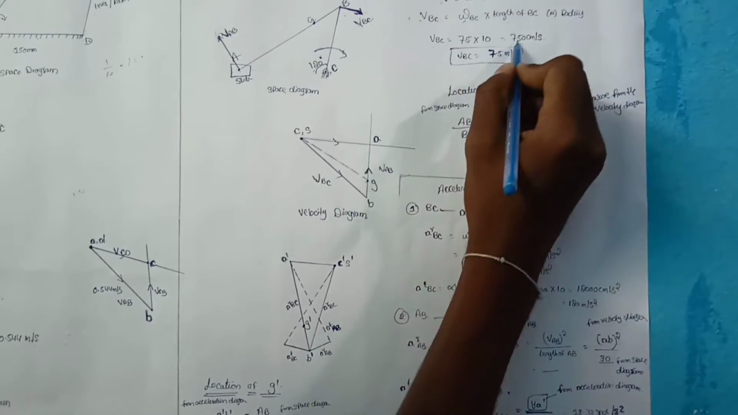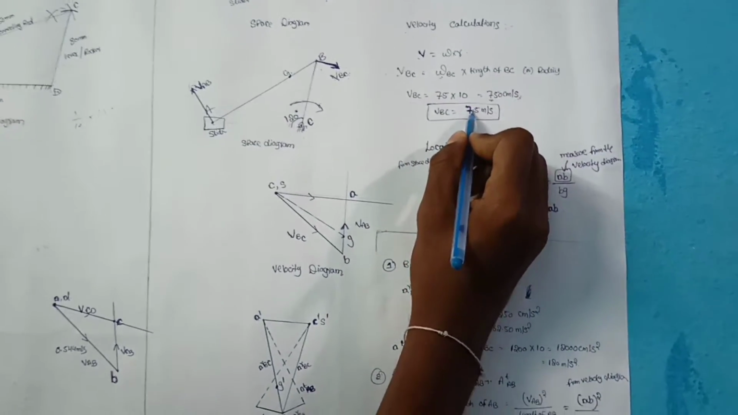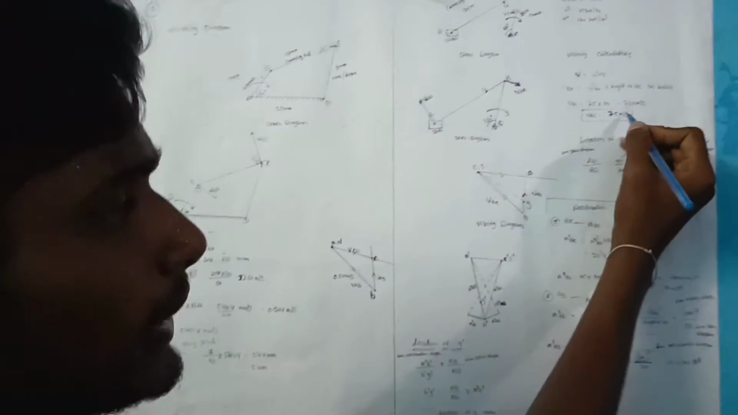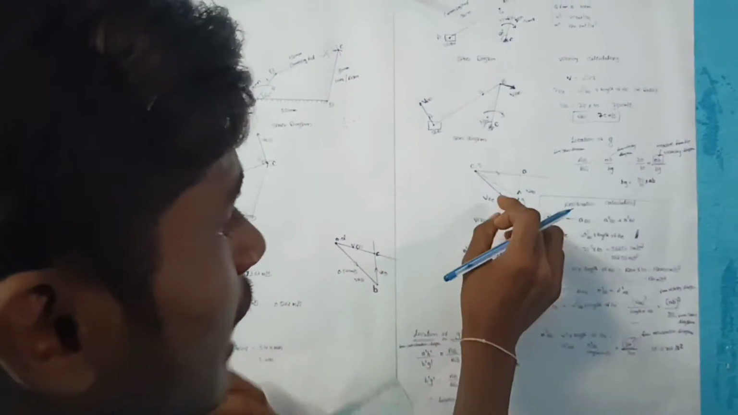75 into 10 means 750 centimeter per second. Now you should convert it into meter per second. So that equals 7.5 meter per second, divided by 1000, we get 7.5 meter per second. After this, we are going to draw the velocity diagram.